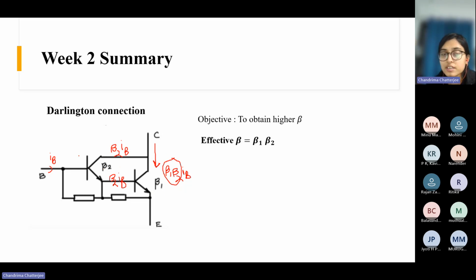You can get the ready-made connection like this, or you can make it in discrete fashion. Suppose you have two devices, you can connect them like this to get a Darlington pair, right? So this is the Darlington connection.